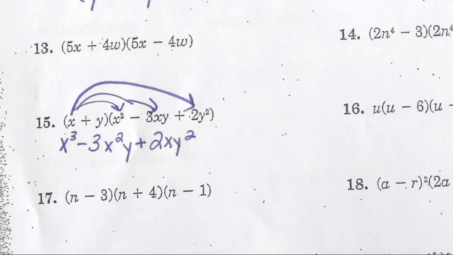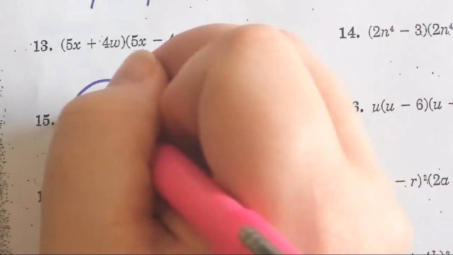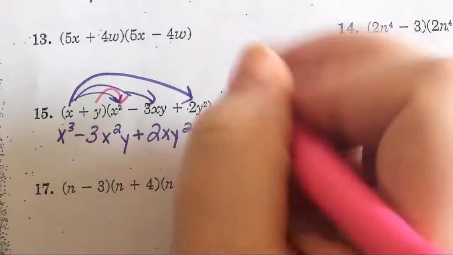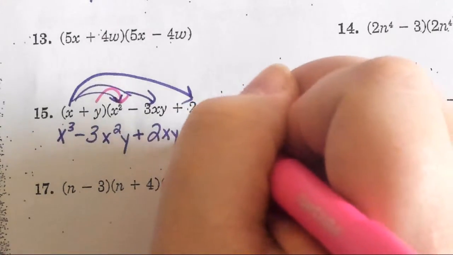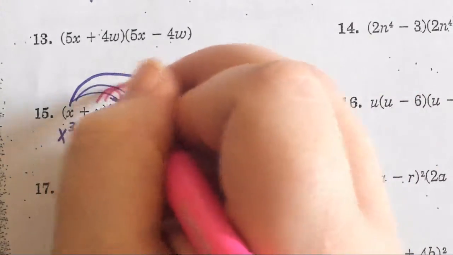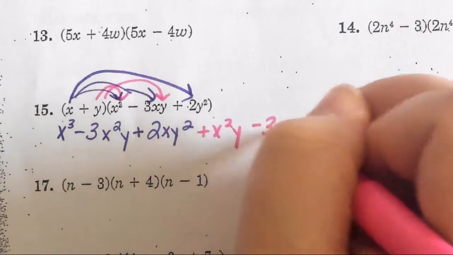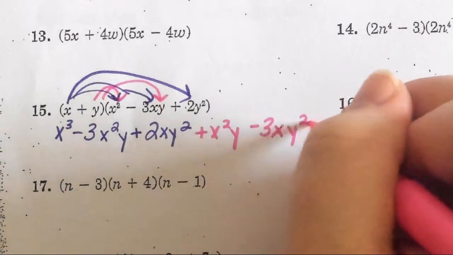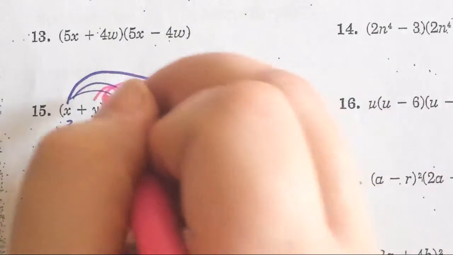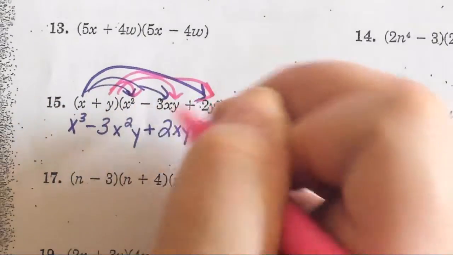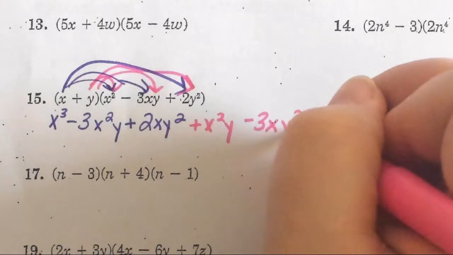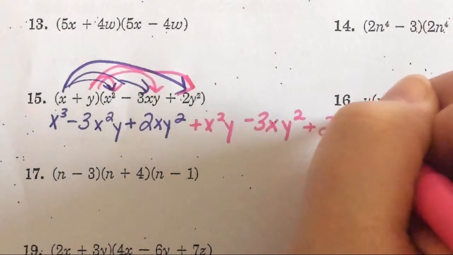Everyone good with the purple? But I'm not done. Why am I not done? We've got to deal with the y. We've got to distribute him as well. So y times x squared will get x squared y. Y times negative 3xy, we get negative 3xy. 1 plus 1 is 2. And last, y times 2y squared is going to be 2y to the third.